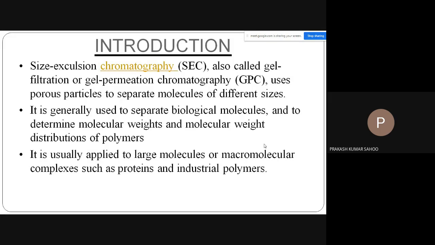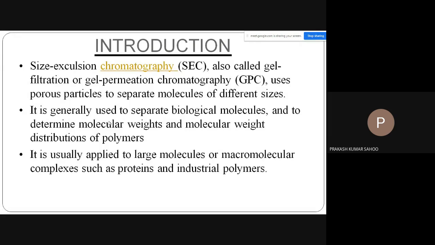This is the SEC, that is size exclusion chromatography, also called gel filtration or gel permeation chromatography, GPC, which uses porous particles to separate molecules of different sizes. These are very minute particles, which will be imbibed in the holes of the gel on the basis of their particle size. The smaller particles will be entrapped in the gel, and the larger particles will separate fast. So this is basically based on the size of the particle or its molecular geometry or molecular structure of the sample.